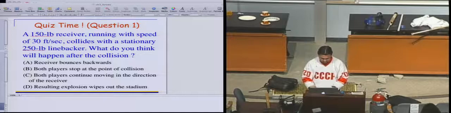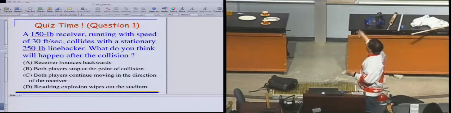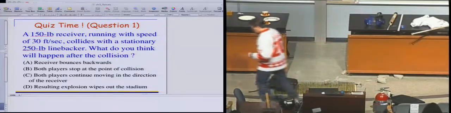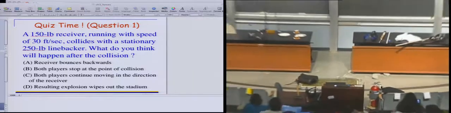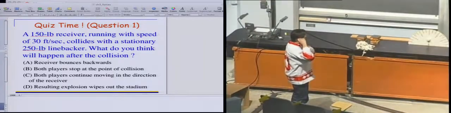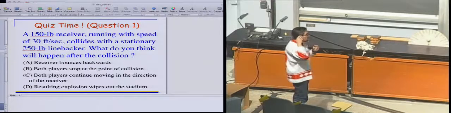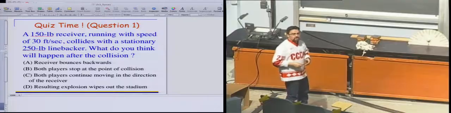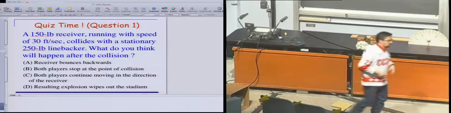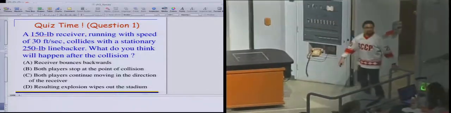But imagine the following situation. Imagine that you have a fast but light person, a 100-pound, 150-pound receiver. That's roughly slightly less than my weight. Running very fast, as fast as 30 feet a second, that's 10 meters a second. That's pretty speedy. That's close to world records. That's probably not an unreasonable speed for a fit person.